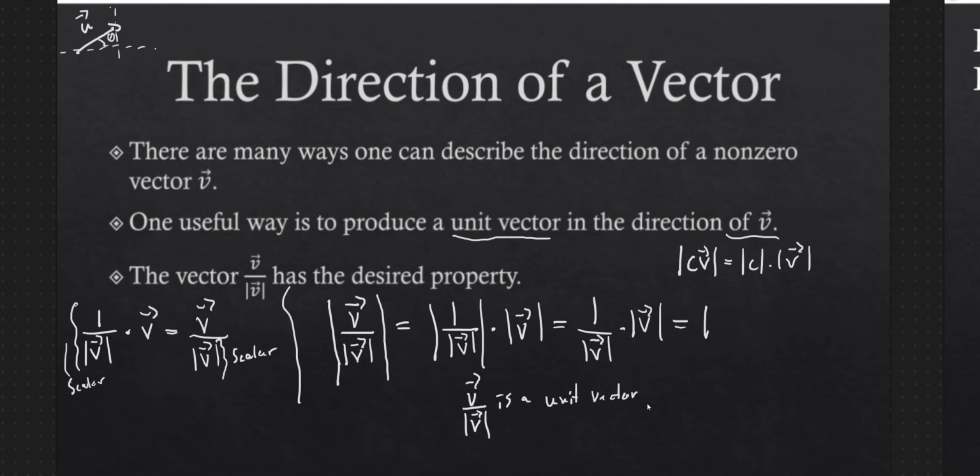And what's brilliant is that all we've done is scale v, so it has the same direction as v. Notice that the magnitude of v that we're scaling by is positive, so it has exactly the same direction as v. So it's a unit vector in the direction of v. If I want to tell you the direction of a vector, it's enough to give you this unit vector that tells you the direction.